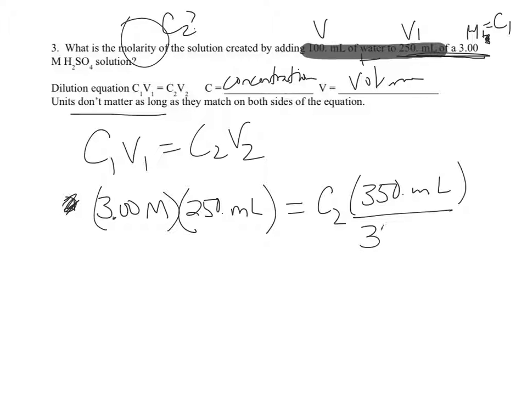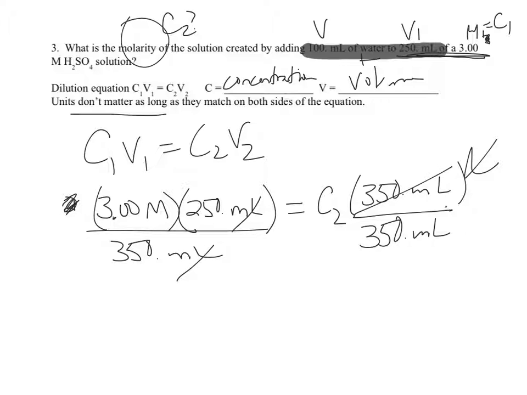And from here, it's just an algebra problem. I need to get C2 by itself. And again, this initial equation is all you'd have to set up. If you can do this algebra in your head or with your calculator, you wouldn't have to show the actual division steps. But it does help you see it if you want to follow the units along. So I just am going to calculate that, and I'm going to get 2.14 molar is my new concentration.